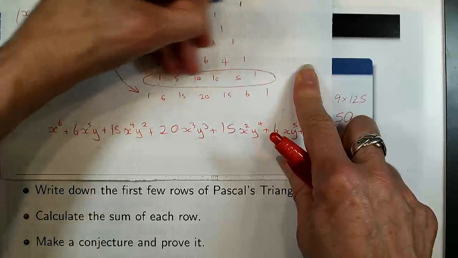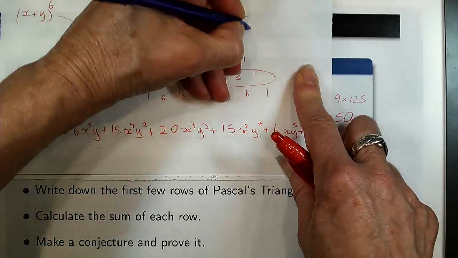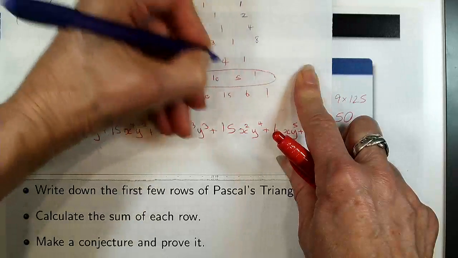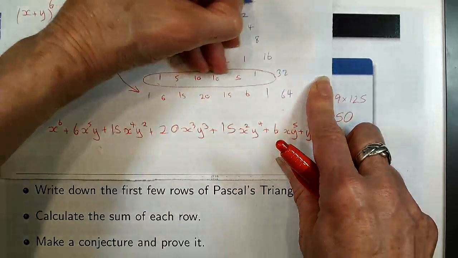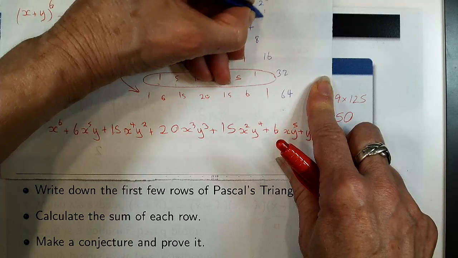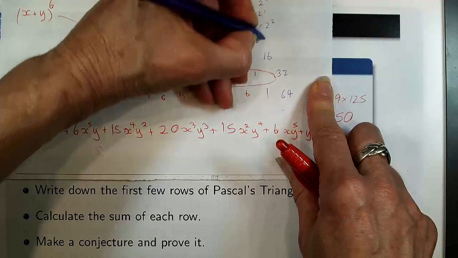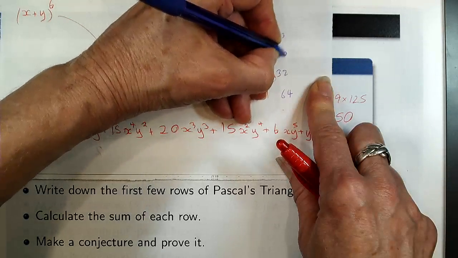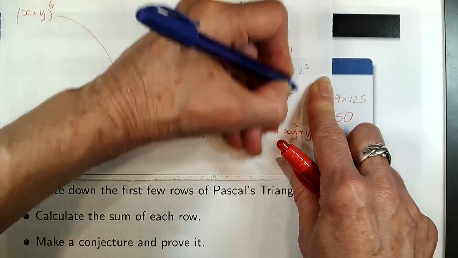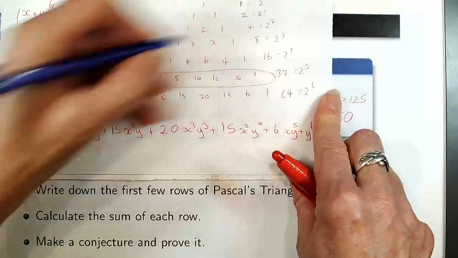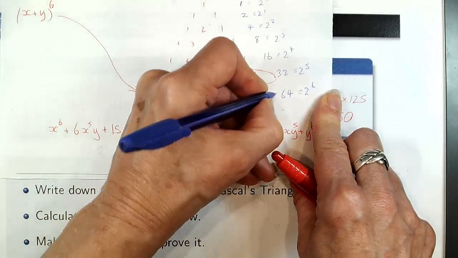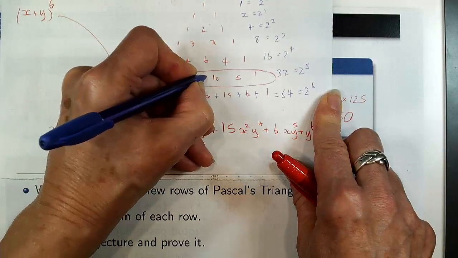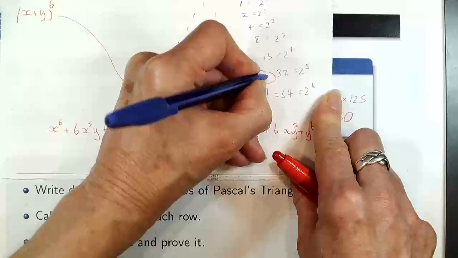We got 1. 1 plus 1 is 2. That's 4. That's 8. That's 16. That's 32. That's 64. That's equal to 2 to the 0. That's 2 to the 1. That's 2 squared. That's 2 cubed. That's 2 to the 4th. That's 2 to the 5th. That's 2 to the 6th. That's what happens when you add up all the numbers. There's a pattern there, isn't there?